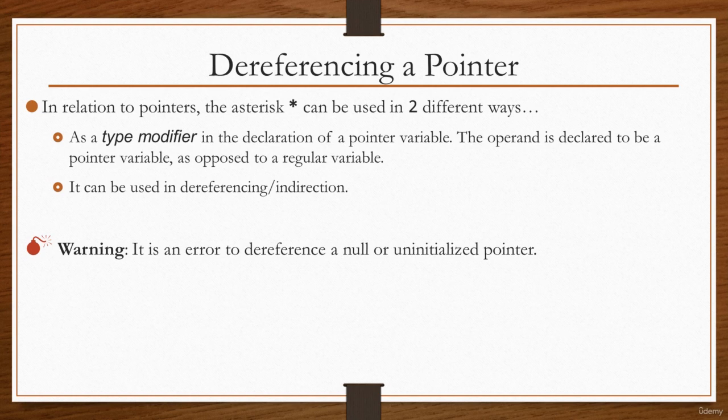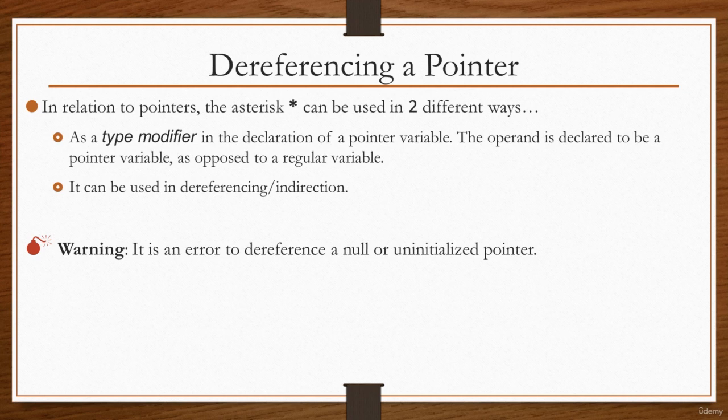So this can seem a bit confusing at first because you now use the asterisk in two places, but just think about the current context. Are you declaring a variable? You're already familiar with declaring a variable, so in that case, it's a type modifier. You are declaring a pointer variable. Or are you reading from or writing to the memory location, right?